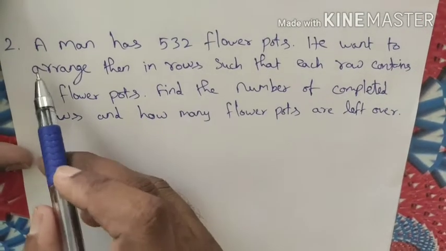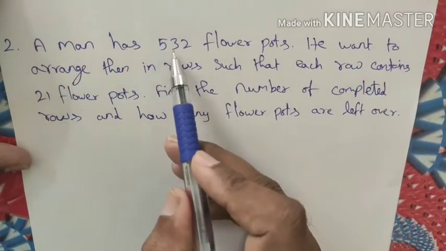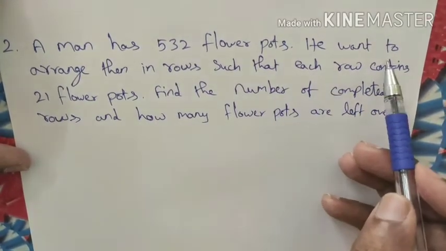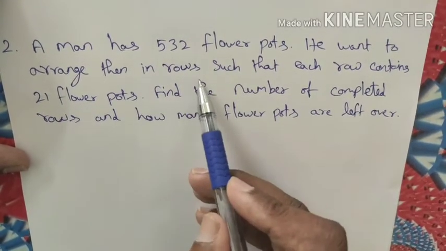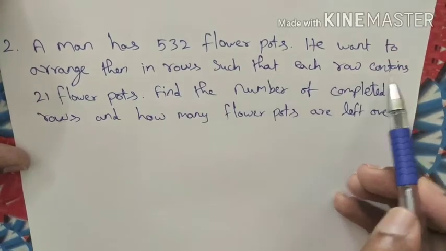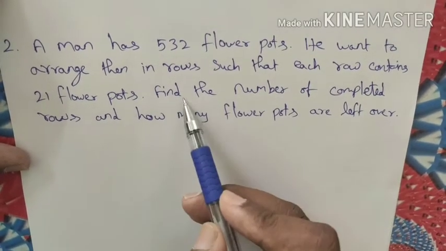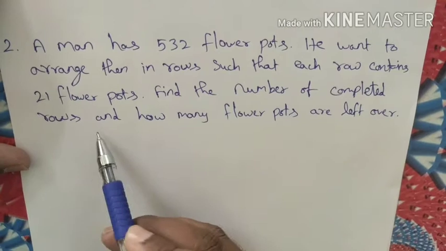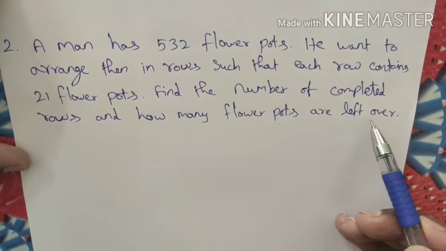And then question number 2: a man has 532 flower pots. He wants to arrange them in rows such that each row contains 21 flower pots. Find the number of complete rows and how many flower pots are left over.